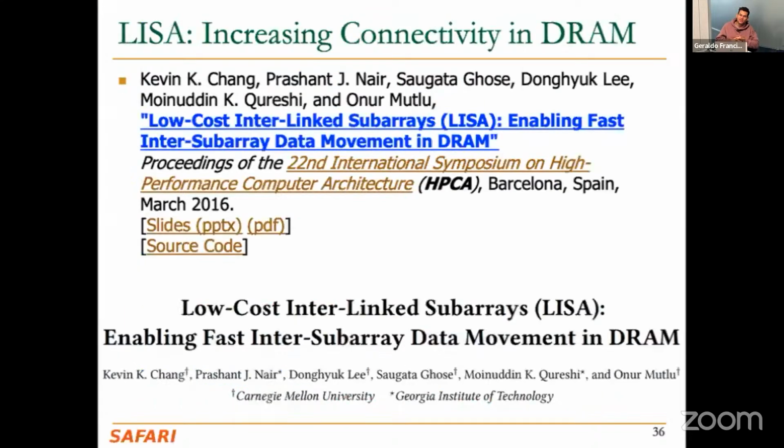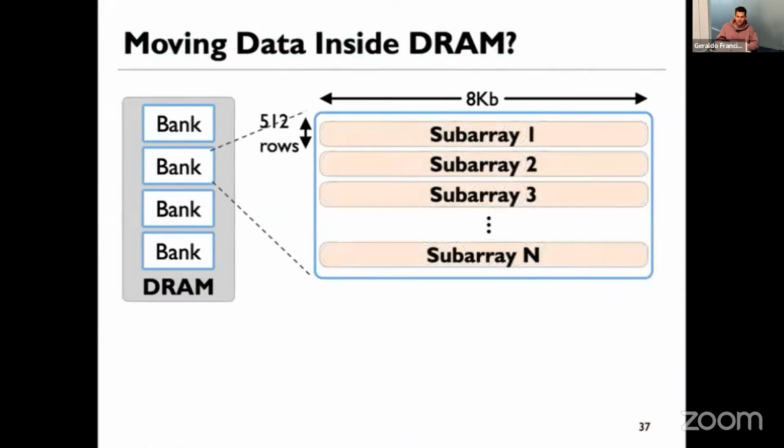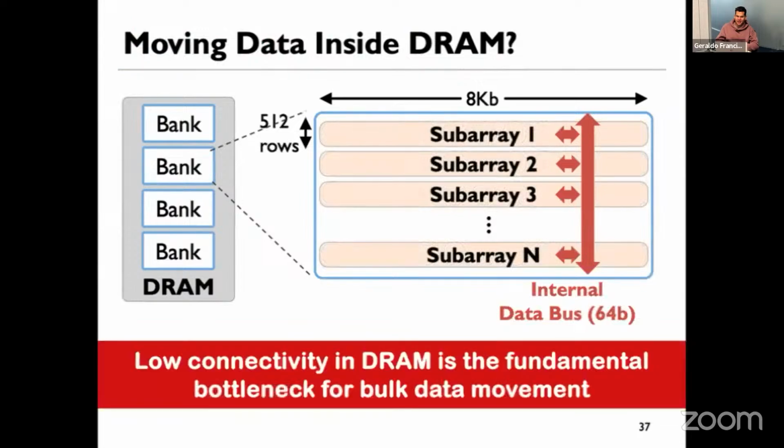To do this fast row copy across DRAM subarrays, we propose this mechanism called LISA. LISA is going to use this key observation: the main problem that limits the pipeline serial mode in RowClone is the low connectivity inside the DRAM chip, which bottlenecks data movement.